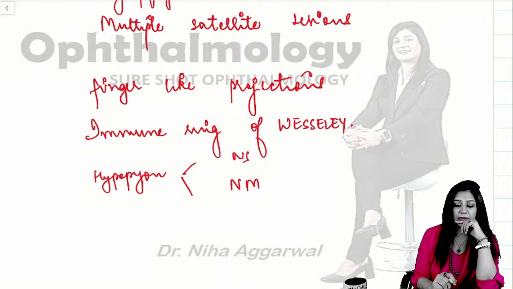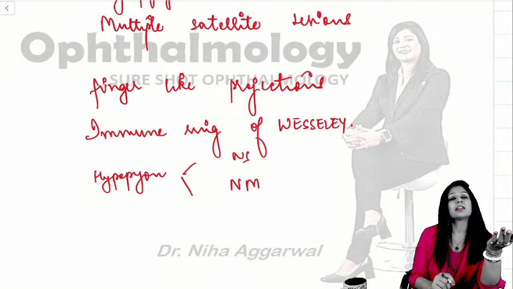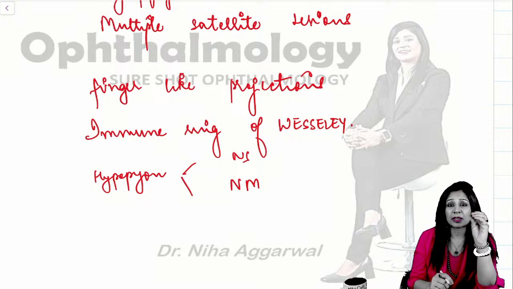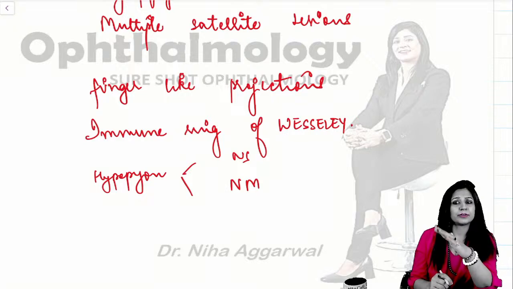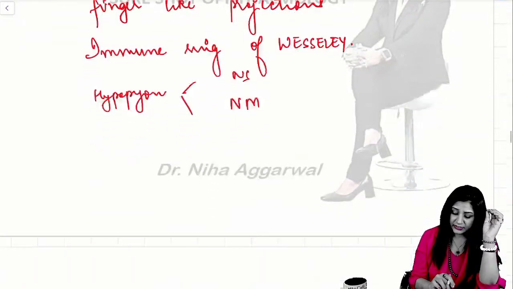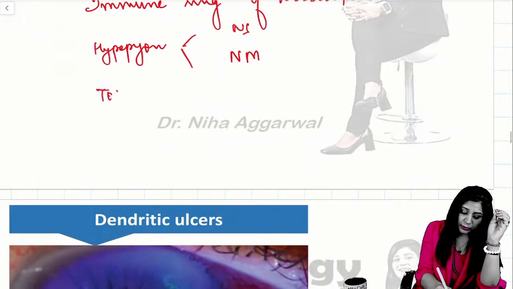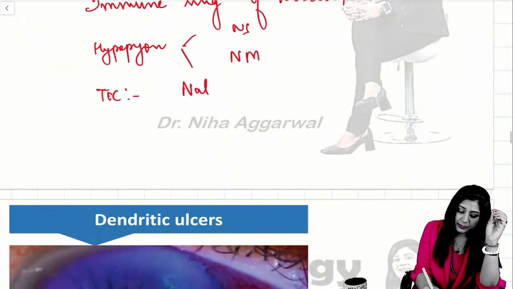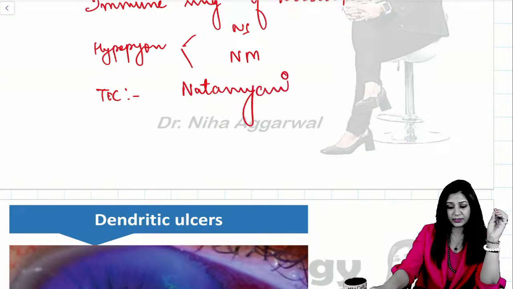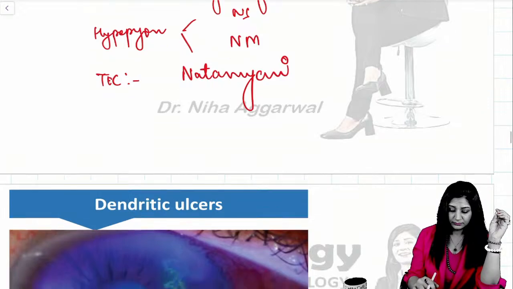Very, very typical. So yes, they are giving you history of a person coming from a rural background, farmer by occupation, trauma by leaf, root or wood, stem, animal tail. All these are there, and the treatment of choice is natamycin. Treatment of choice here is natamycin.